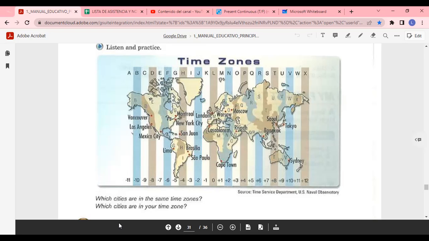Okay, and then which cities are in your time zone? According to our time zone, according to this map, which ones are in the same time zone? I think nobody. Oh, wow. No way. That's so sad. Yes, because we are here. Nobody is in the same time zone. Not even Lima, porque Lima is in a different time zone. But anyways, we are unique.